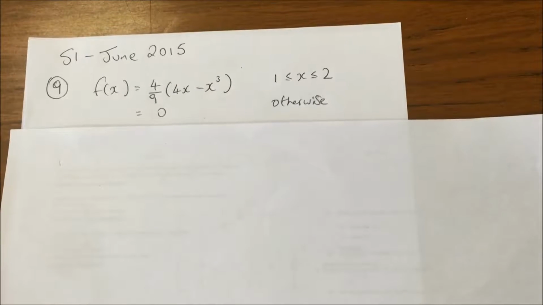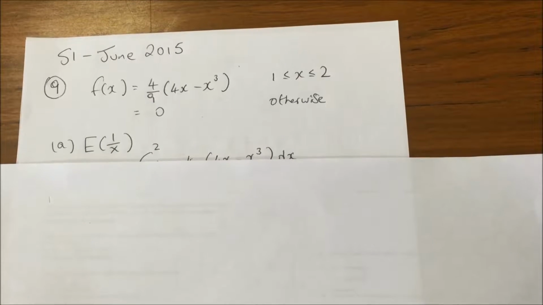S1, June 2015, question 9. Okay, so in this question, we're given little f. So we know at some point we're probably going to need to integrate to get big F. Little f as a function just exists between 1 and 2. That's why it says it's naught otherwise.